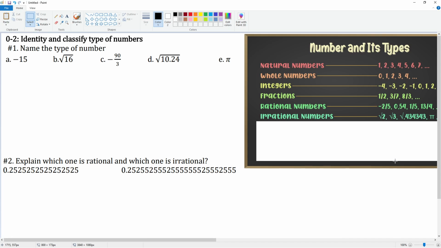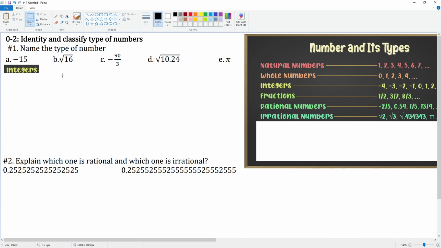Let's take a look at A, which is the number 15. Is it a natural number? It's not, because those are only the positive values. It's not a whole number because that includes 0. It is an integer because the integers include the 0 and negative numbers.